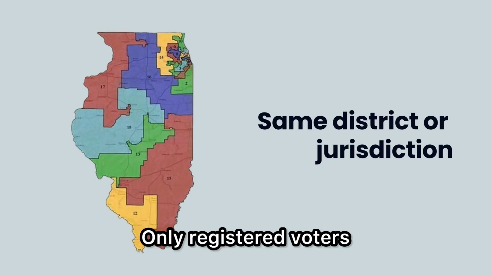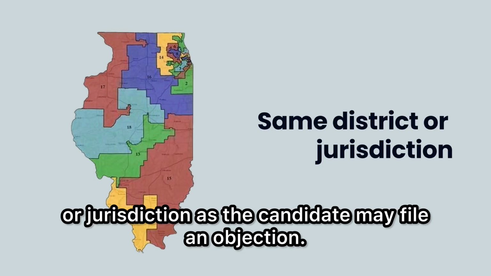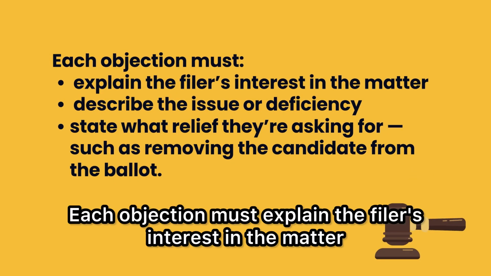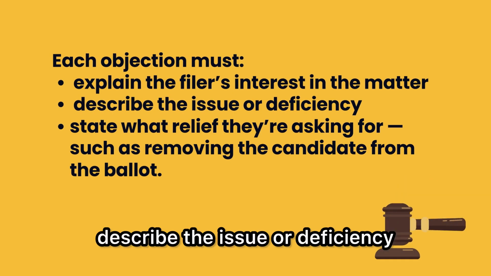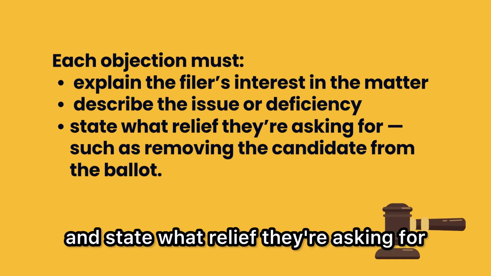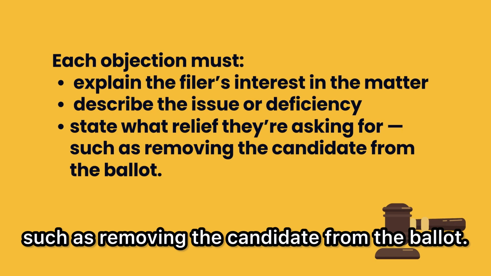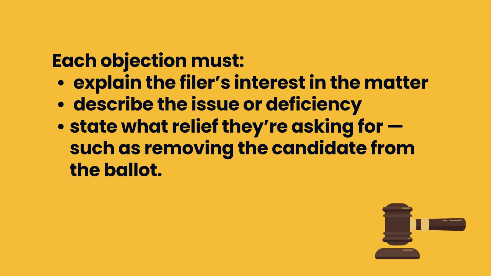Only registered voters who live in the same district or jurisdiction as the candidate may file an objection. Each objection must explain the filer's interest in the matter, describe the issue or deficiency, and state what relief they're asking for, such as removing the candidate from the ballot.